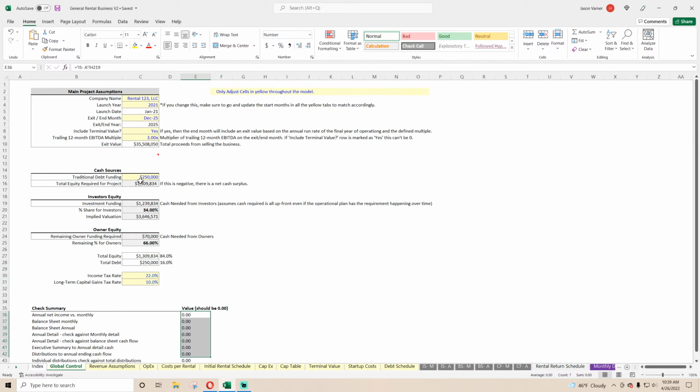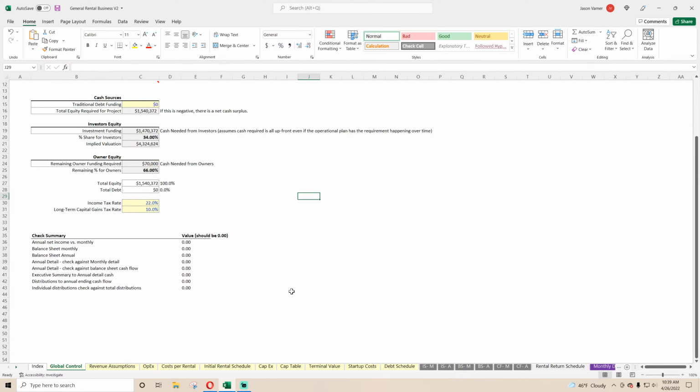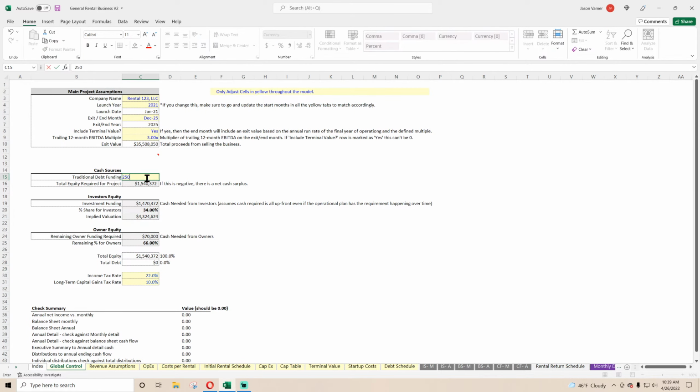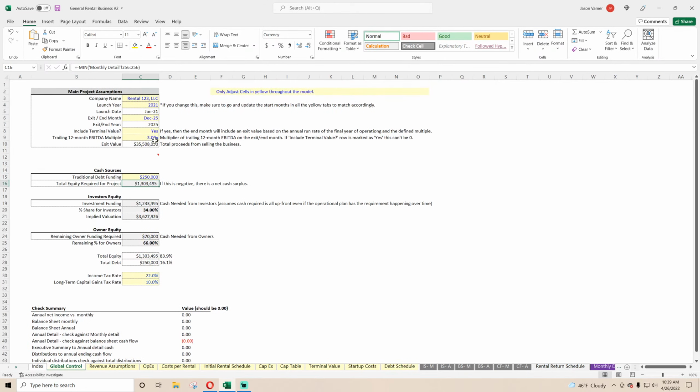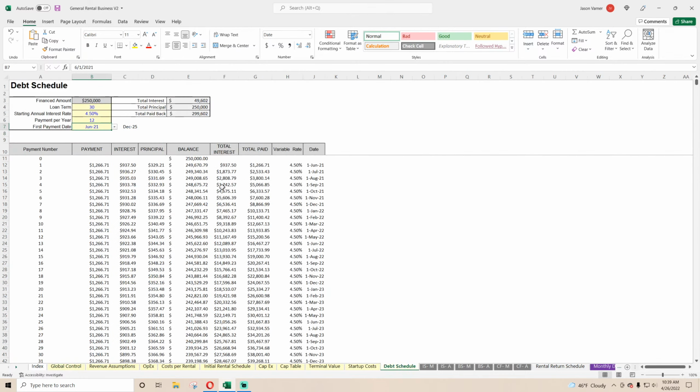Let's start adjusting some things. Let's say we had no debt. Looking good. Let's look at the debt real quick. Debt schedule, if I adjusted this to a different month. Good. Let's say I didn't include terminal value. Good. All right.